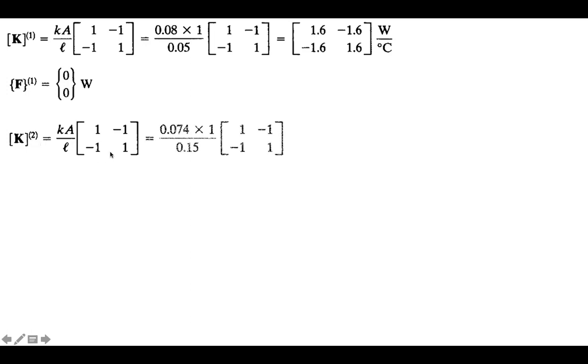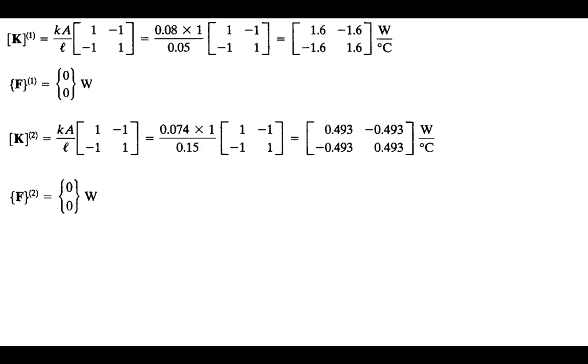The formula will remain the same. We will put the values. K will change for material number 2. K2 is this much, L2 is this much. And we will get the value of thermal conductance of the second material. This is the heat load vector.